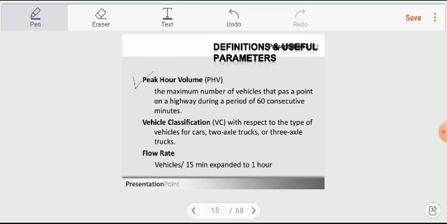This is the peak hour volume that we mentioned before, the maximum number of vehicles that pass a point on a highway during a period of 60 consecutive minutes. As we've taken before, 15 after 15 after 15 after 15, in total 60 minutes. What are vehicle classifications? It's with respect to the type of vehicles: cars, 2-axle trucks, 3-axle trucks, and so forth. The flow rate is vehicles per 15 minutes, expanded to 1 hour. As we've taken before, we can convert the highest 15 minutes into 1 hour, and take it as the peak of the volume.